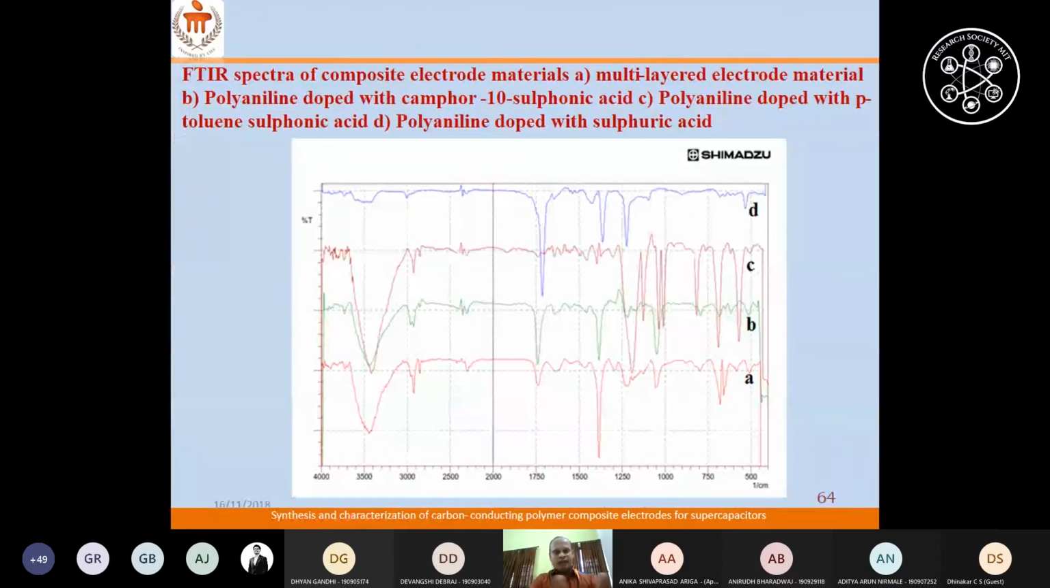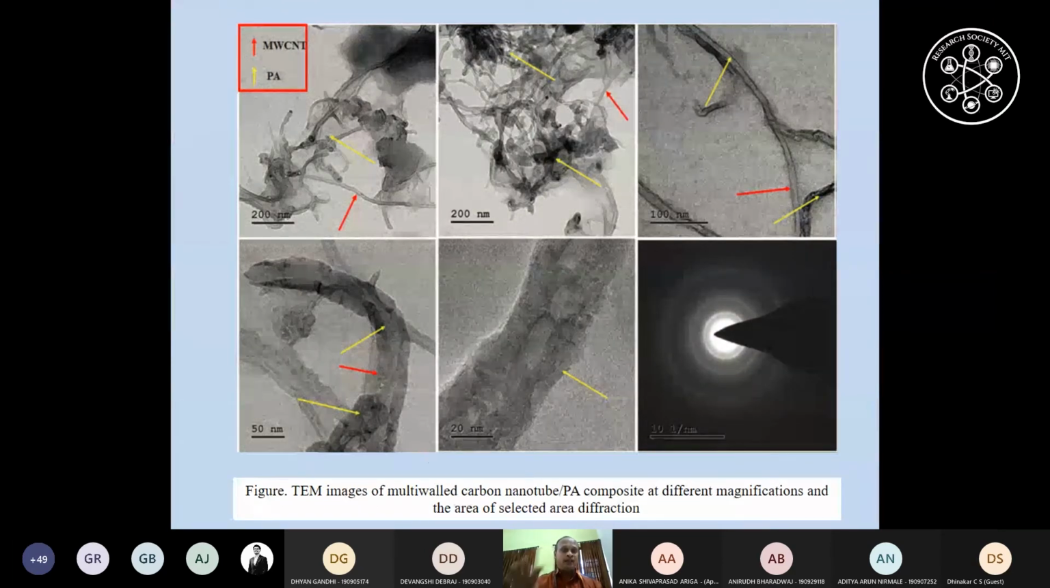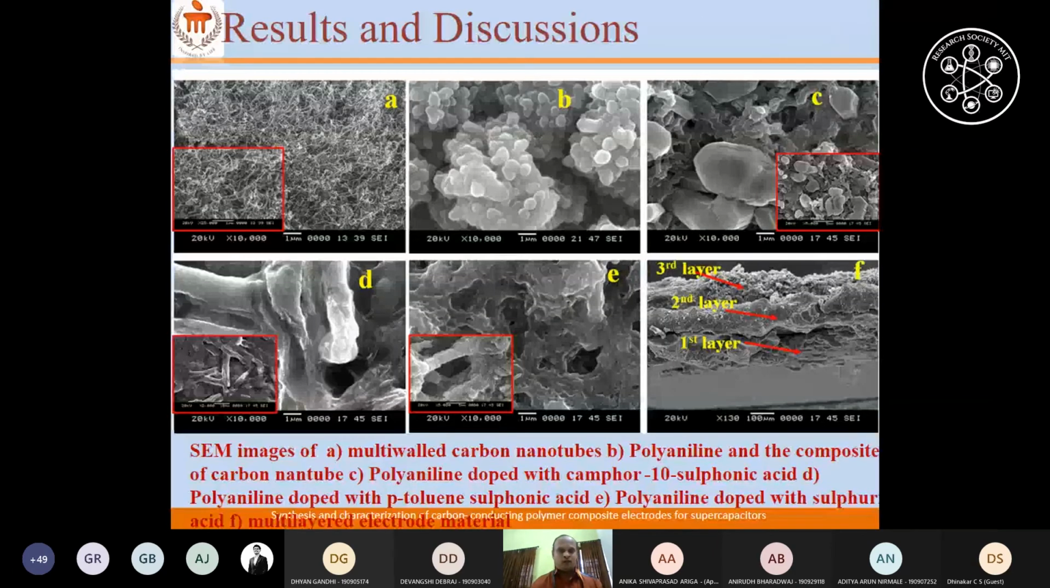Okay, and of course again I have to confirm with the FTIR spectra, and these are the transmission electron microscope images. Before that, this is the first SEM for the carbon nanotube and polyaniline and its composites. B is carbon nanotube and polyaniline composite. C is only one acid, that is camphor sulfonic acid. D is para-toluene sulfonic acid. E is sulfuric acid. This is a multi-layer electrode: first layer, second layer, third layer over carbon nanotube.